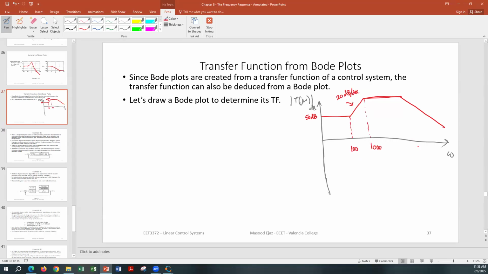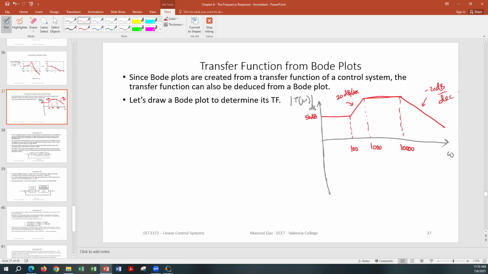This is 1,000, and this is 10,000, and this is negative 20 decibel. If this is given to you, I think it's the same as the homework problem, if I remember correctly. If this is given to you, and we have to write the transfer function corresponding to this Bode plot, how are you going to find that transfer function?